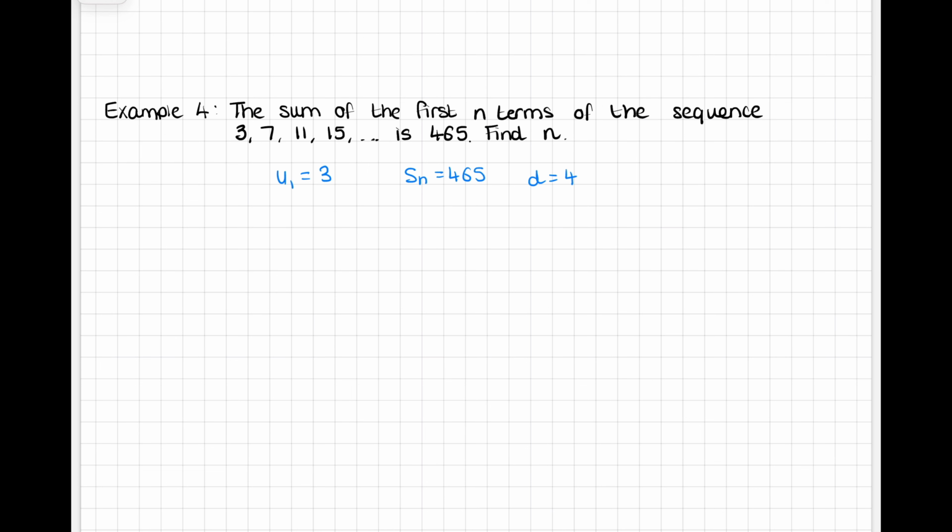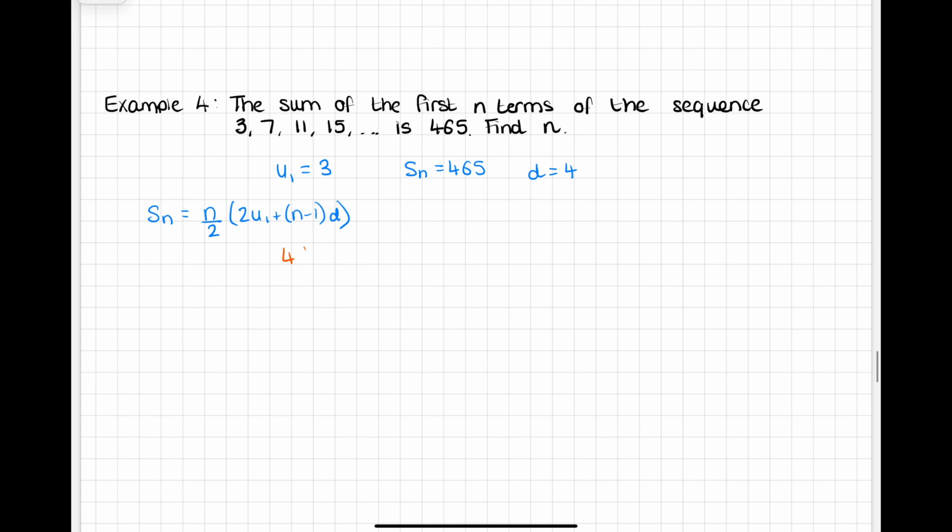So we need to think about which sum formula is going to work, which would be this one. Because we don't know what un is for this many terms, we've only got the sum. We need to use that second formula, the longer one, this one here, to be able to solve the problem. Now we can just sub in all our information and we'll have 465 equals, we're trying to find n, so that just stays as it is, 2 times 3 plus n minus 1, we're trying to find n, so that will stay as n, multiplied by 4, our difference.